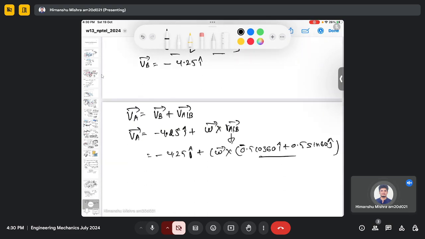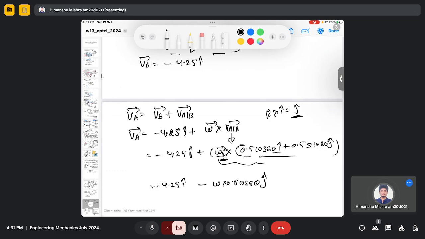But I know the direction of this omega, it's in the z direction. So when you take the cross product between k and i, you will get some quantity in j. So it's 4.25 i minus, and the magnitude is omega multiplied by 0.5 cos 60, so omega multiplied by 0.5 cos 60 in the j direction.